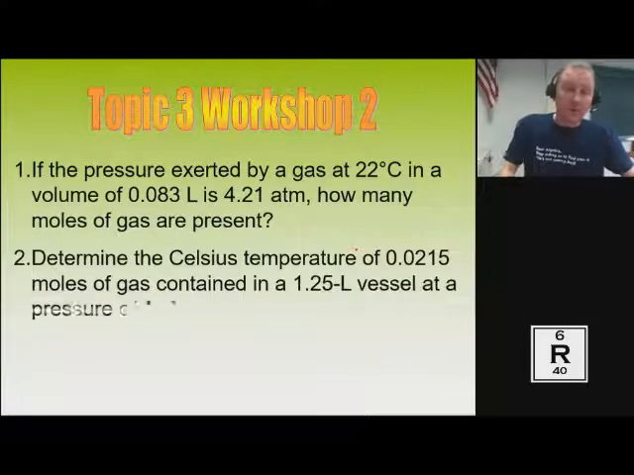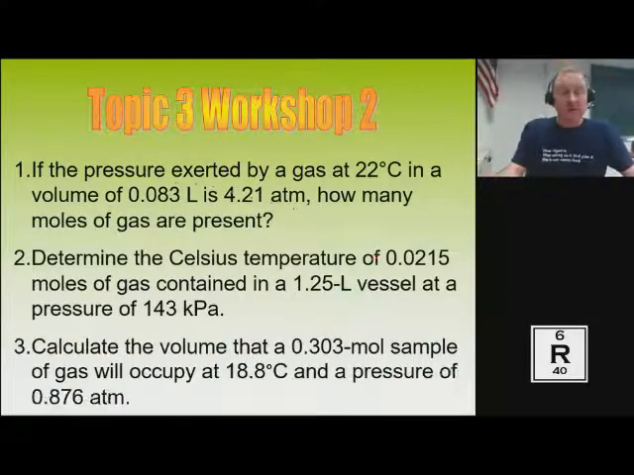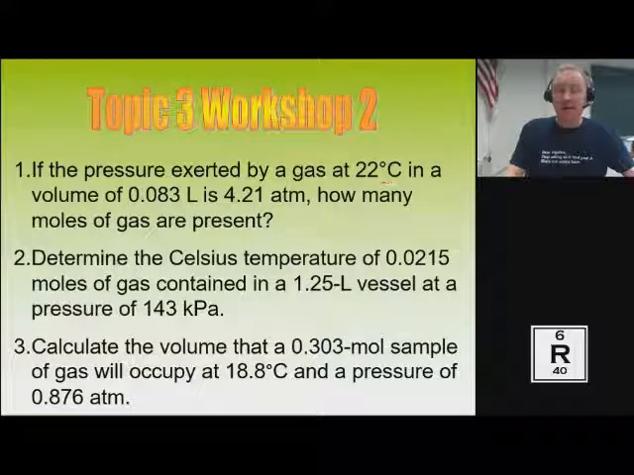Our workshop for topic 3, workshop 2, has 3 questions in here. I want to warn you, make sure that you convert your Celsius into Kelvin. You cannot answer in Celsius. I mean, you can't use Celsius in that equation. You'll get an incorrect answer. And then what R value use? Well, in this one here, you're going to use an R value for atmospheres, just like in our practice problem. This is just like the practice problem, except you just have to convert Celsius into Kelvin.